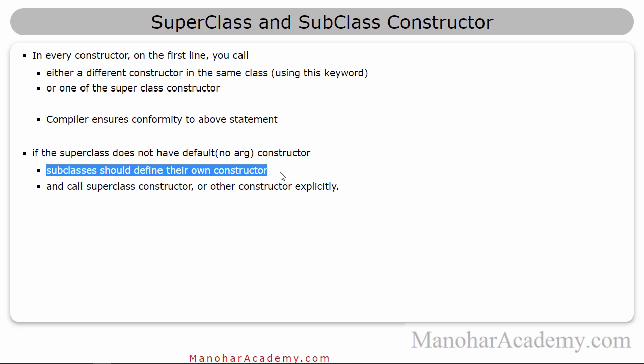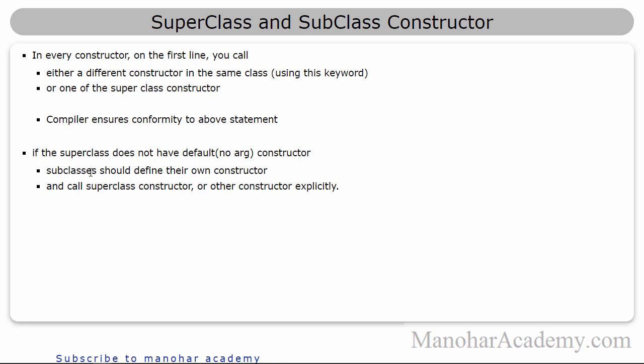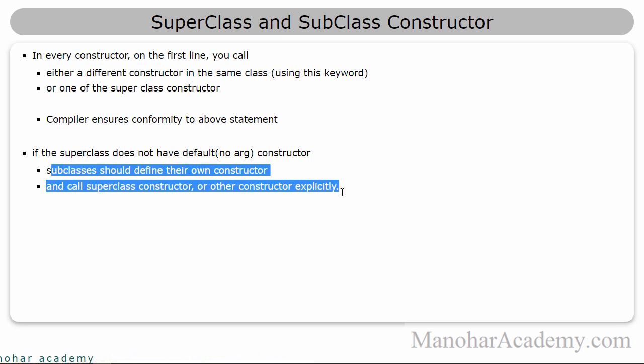Whenever the superclass doesn't have a default constructor for the reasons that I have mentioned, then the subclass should define the constructor. A subclass cannot depend on the default constructor provided by the compiler. It has to define its own constructor and call the superclass constructor explicitly. Because the superclass doesn't have a default or no-argument constructor, the subclasses have to define their own constructor and call the superclass constructor.